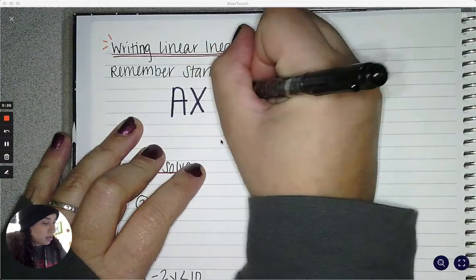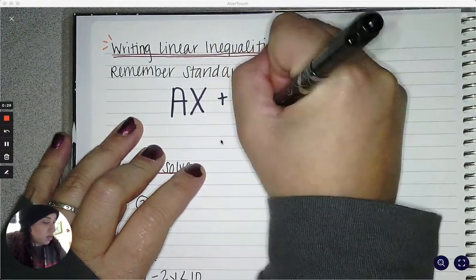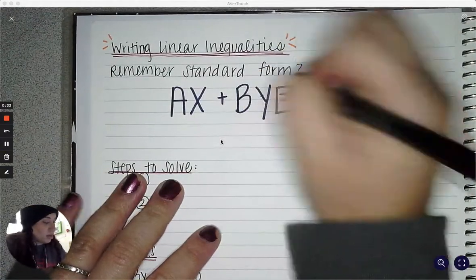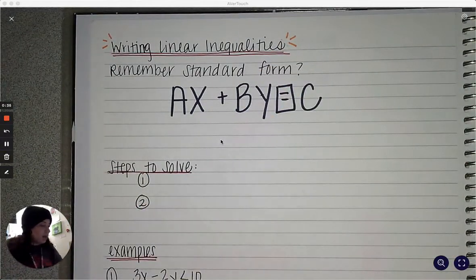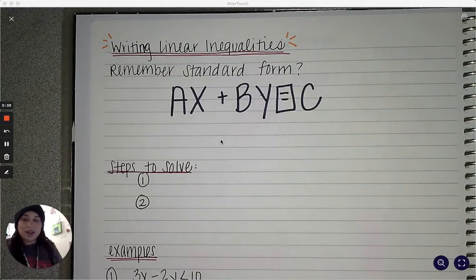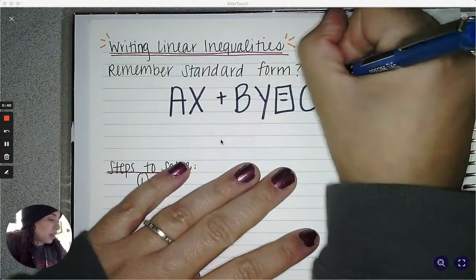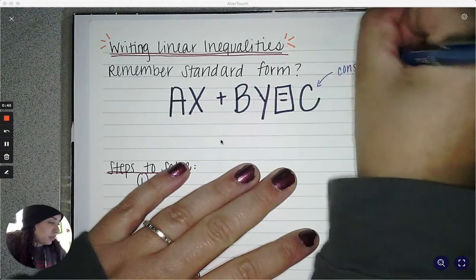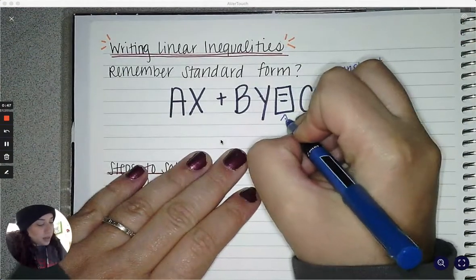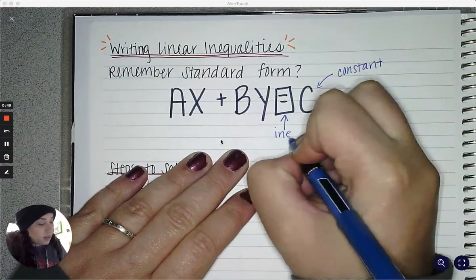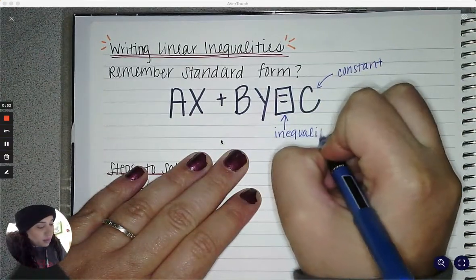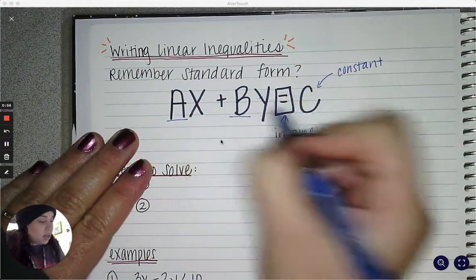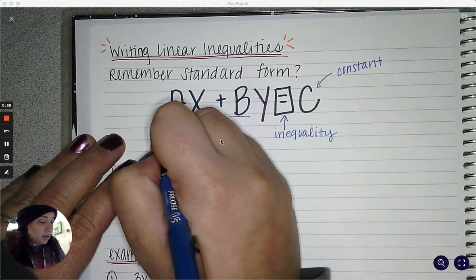AX plus BY equals C. I'm going to put a box around that, okay? Because C is our constant. Now we know what that word is. So this is our constant. This right here is where our inequality sign is going to go. All right, and we have A, X, B, Y. These are the coefficients.